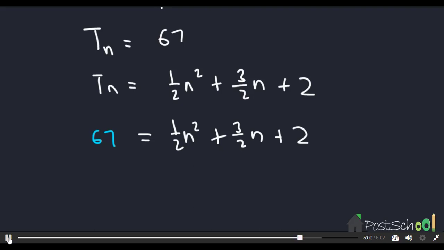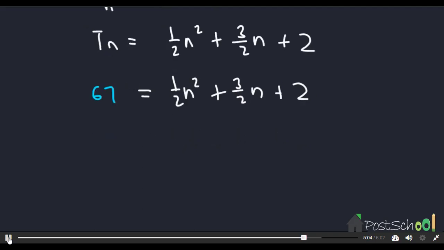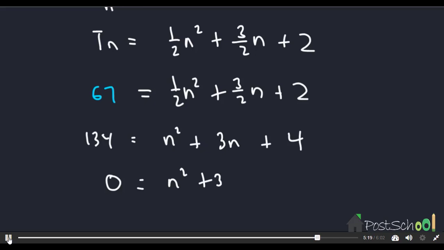Just as we were doing for arithmetic and geometric, we can therefore calculate n. So the first thing I'm going to do is multiply everything by 2. I'm going to get 134 equals n squared plus 3n plus 4. So 0 equals n squared plus 3n minus 130.